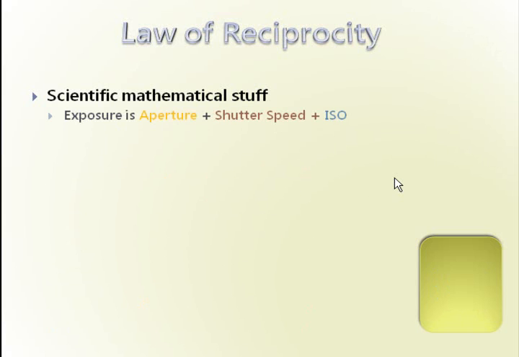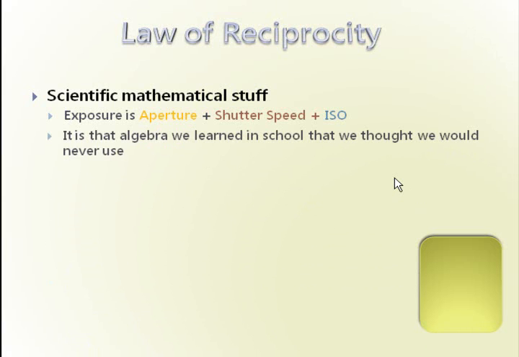Exposure is aperture plus shutter speed plus ISO. So there's that relationship. When you add or subtract from one of those, you have to add or subtract from one of the other ones. That is the simple math of exposure. It's that algebra we learned in school that we thought we would never ever use. I don't know about you, but I took a lot of algebra and I don't remember much of it, and I rarely use it anymore. But does this look familiar?